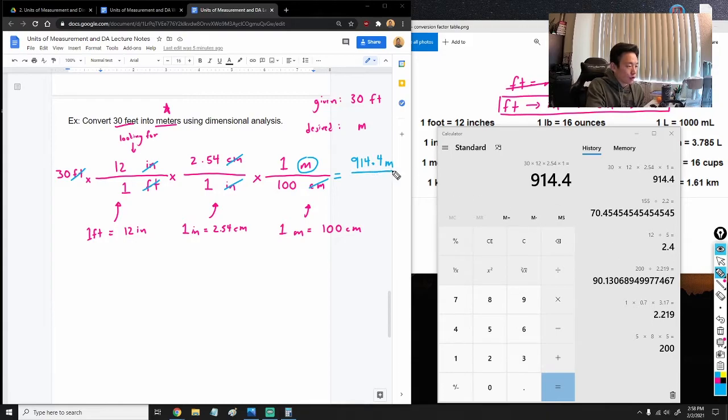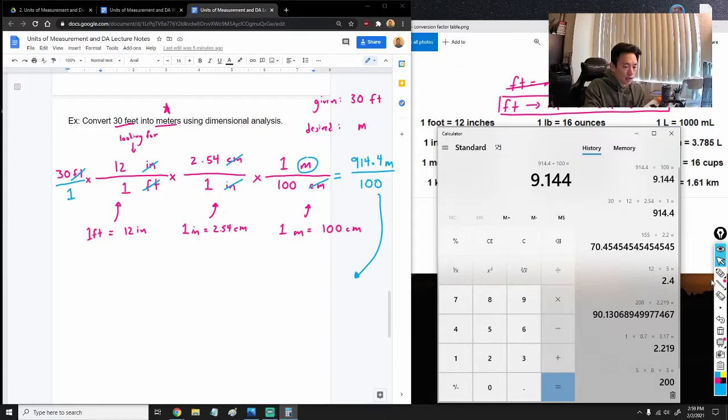And on the bottom, remember, this is a 1, so we have 1 times 1 times 1 times 100. So we're going to have 100 on the bottom. And there's no feet, inches, or centimeters because they all got canceled out. So we're going to take this fraction and just simplify it. 914.4 divided by 100.